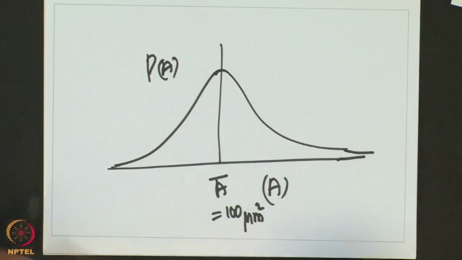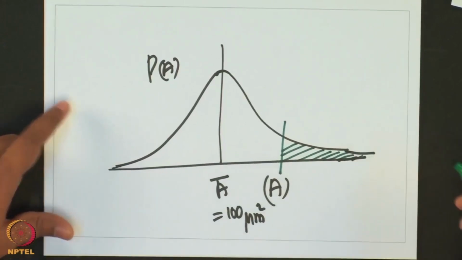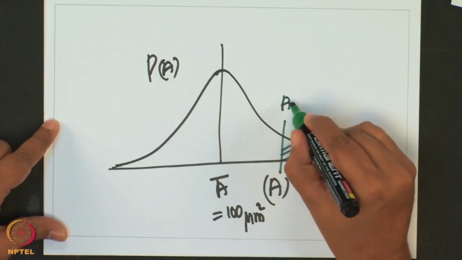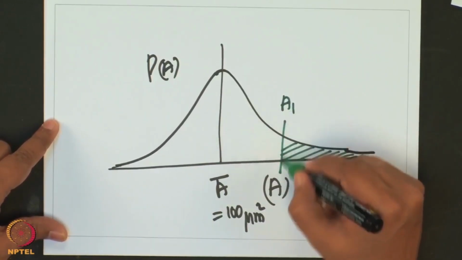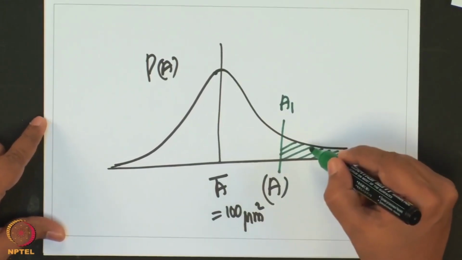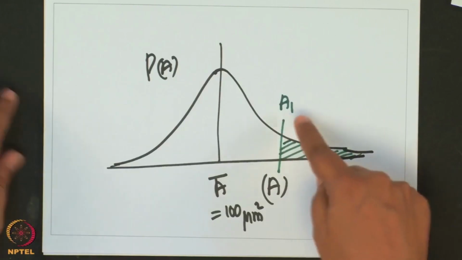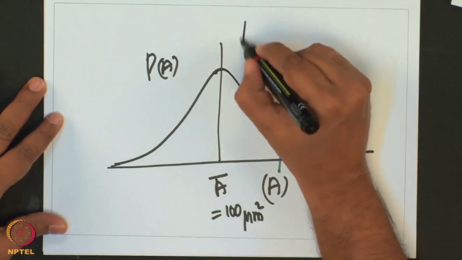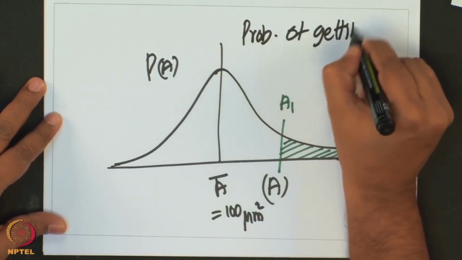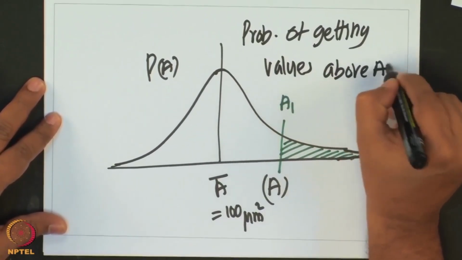Now, if I just look at this part alone, what does this mean? Let us call this number A1. A1 is this x axis number. The area corresponding to this line is A1. This area under this curve means the probability to have data above A1, the probability of getting values above A1. That's what this means.